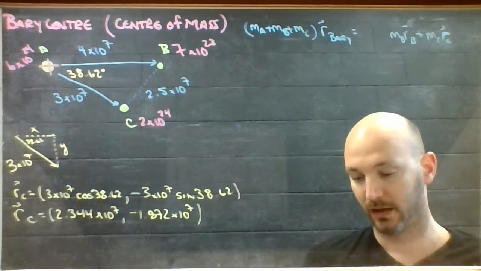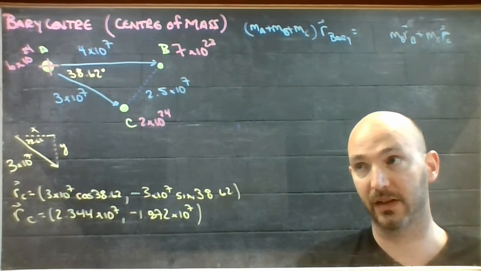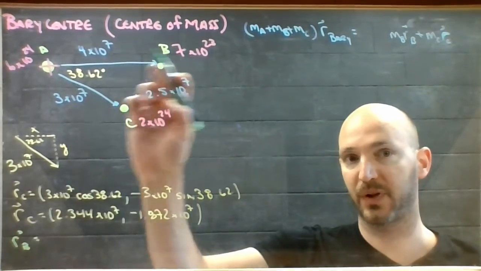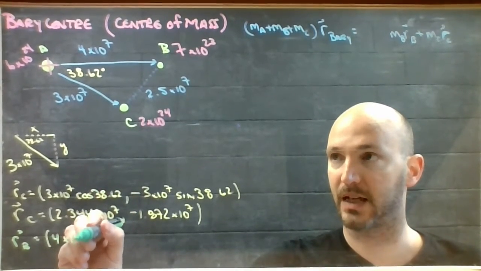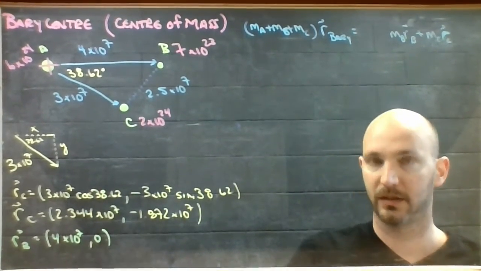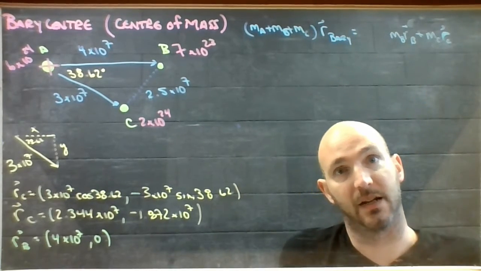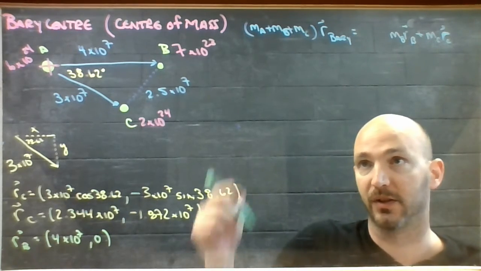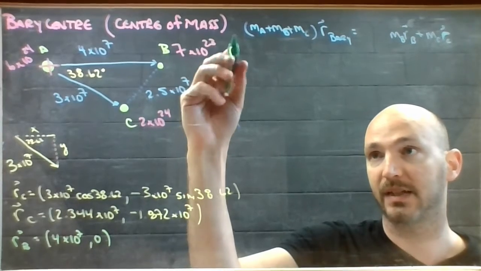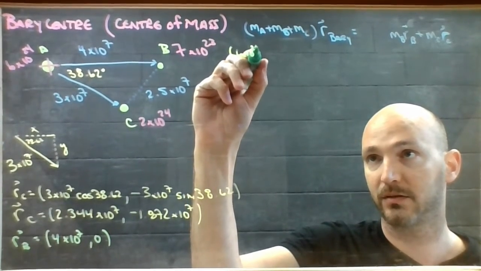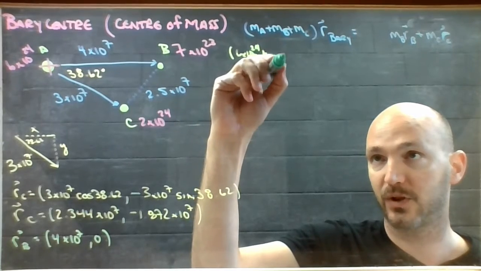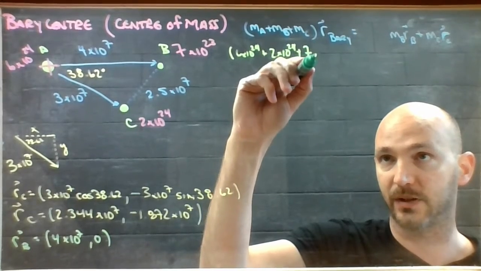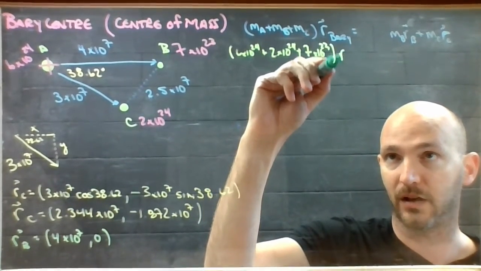Okay. We oriented this problem this way specifically so that the vector to B would be purely horizontal at 4 times 10 to the 7, comma 0. So in this barycentre setup, I have enough information now to work out the location of that barycentre. So in this bracket, I will have 6 times 10 to the 24 plus 2 times 10 to the 24 plus 7 times 10 to the 23, r to the barycentre.